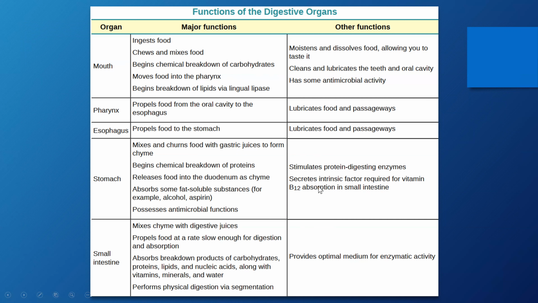So in the stomach, the stomach secretes intrinsic factor required for vitamin B12 absorption in the small intestine. So this is a very important function of the stomach. If somebody has a stomach removed, then this function is not going to be affected that much. However, this lack of intrinsic factor can affect a person's life. So I would put it in a major function of the stomach, really.